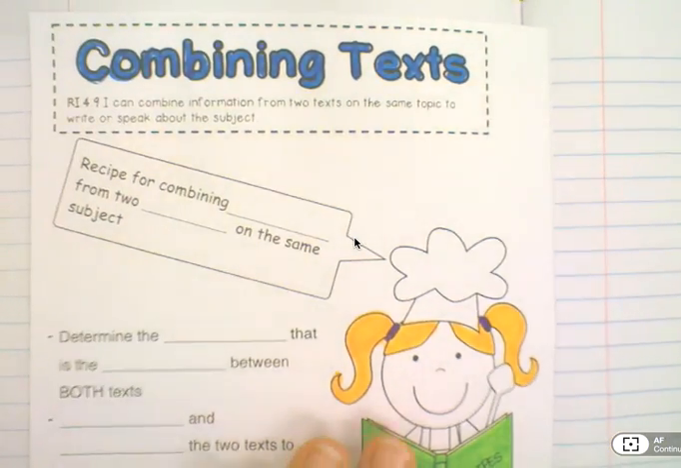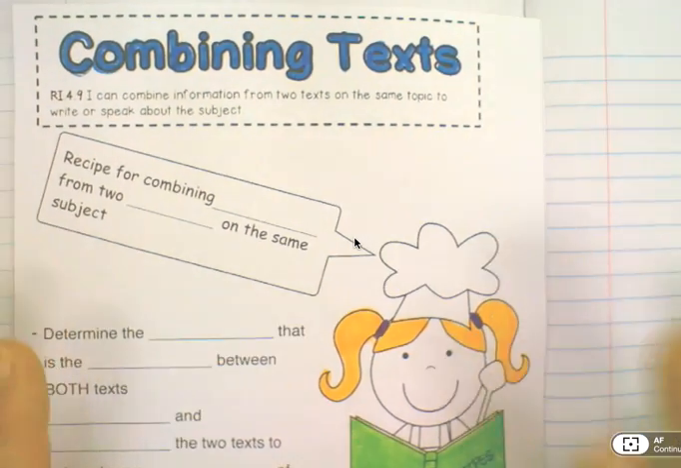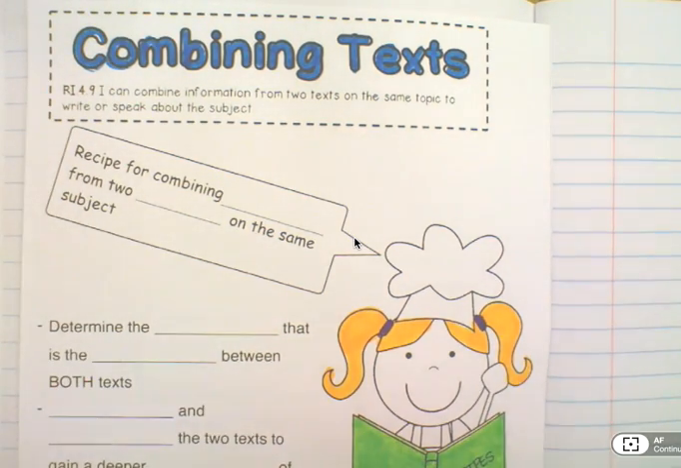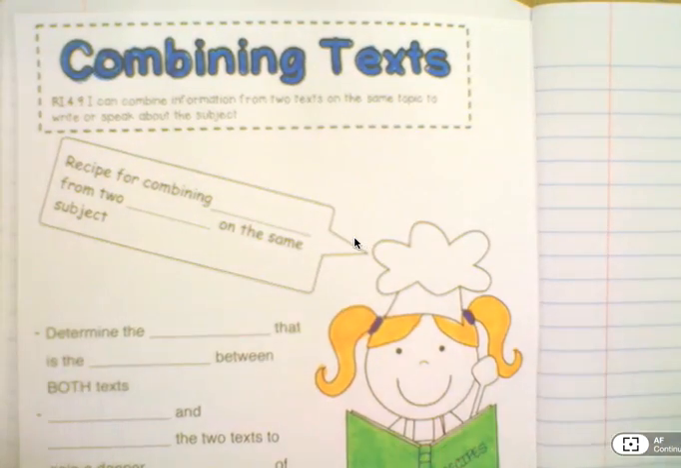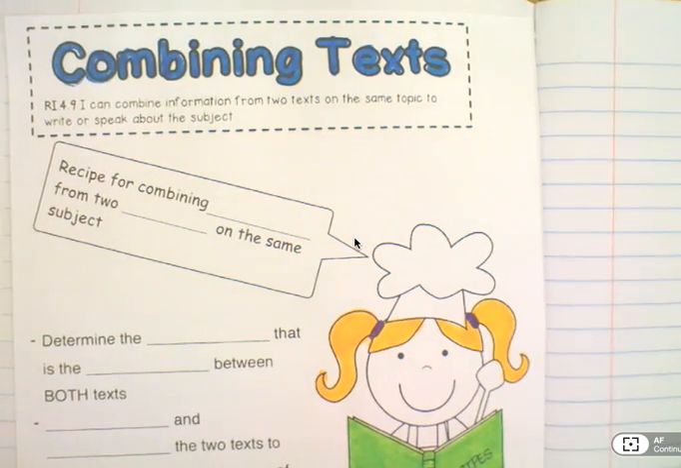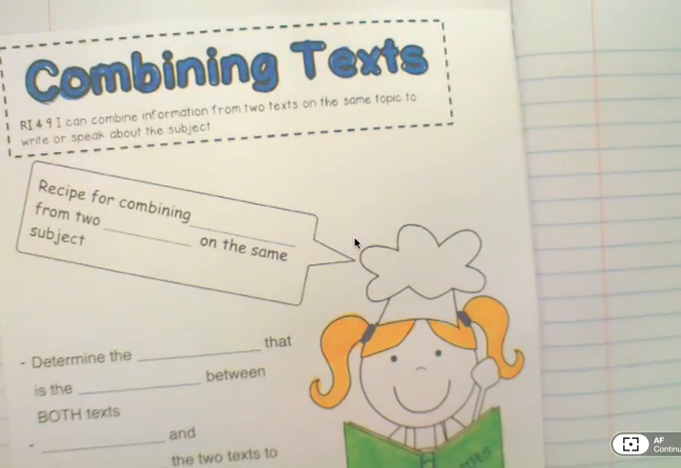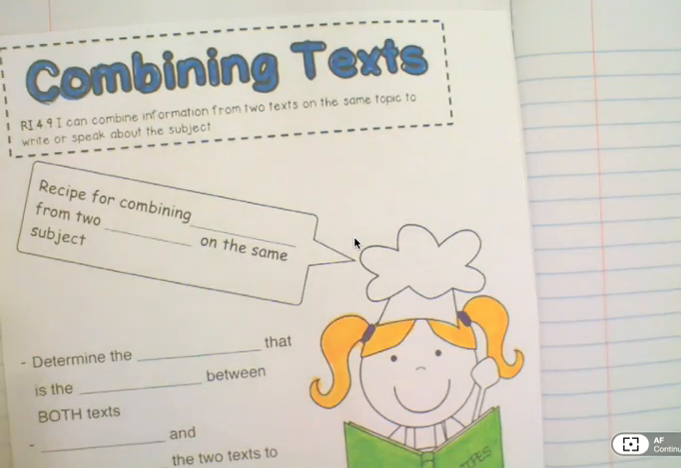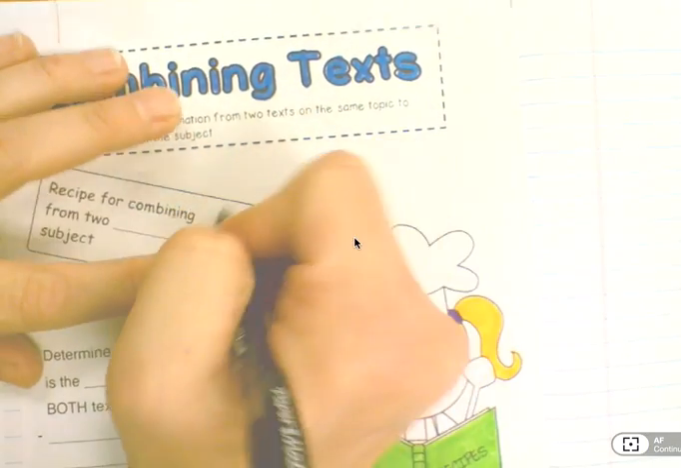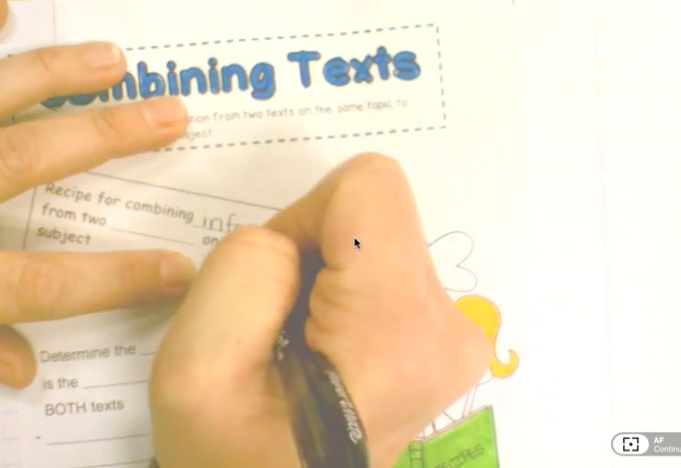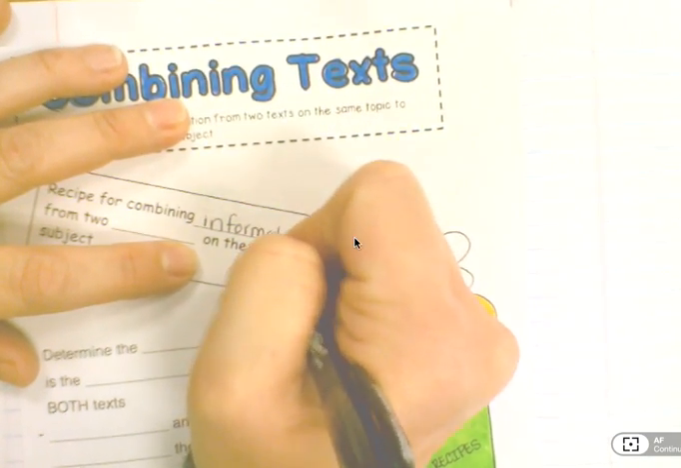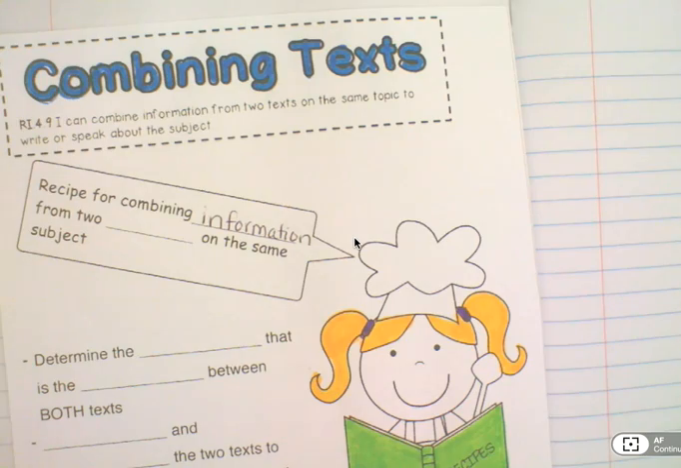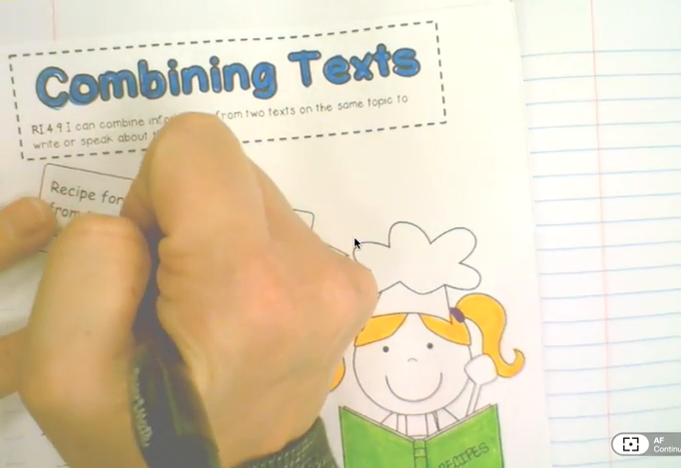So I went ahead, and this is our sheet for this week. I started coloring mine first just to save a little bit of time, but you can color yours at the end today. You're going to glue it into your notebook, and right here you have your little chef. Your chef may be a girl like mine, or yours might be a boy. It says a recipe for combining information, because we're taking information from those two texts and putting them together. So it's a recipe for combining information from two texts on the same subject.